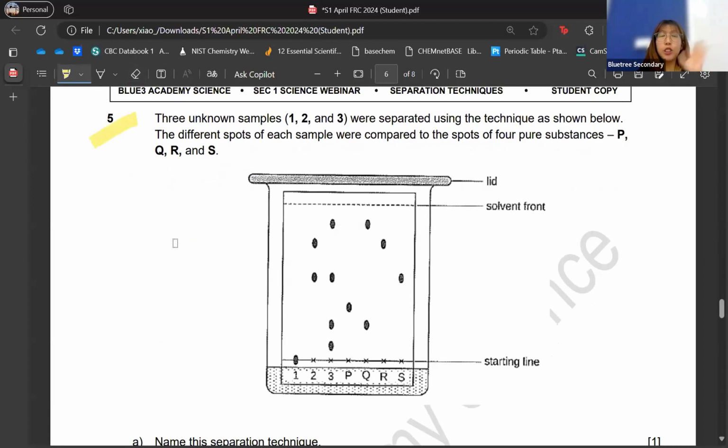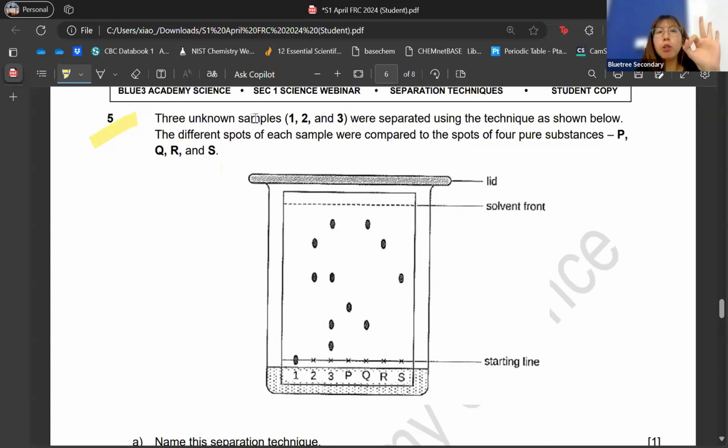Okay, I'm not saying that you don't need to care about other separation technique. You still need to study all of them. Okay, but you must be strong in the concept of chromatography for you to score well in your Sec 3. Okay, so let's go on with the question. So always read the question first to understand the context, the story in our chromatography question.